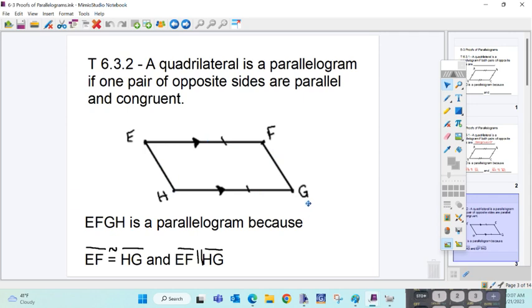So you need to fill in those blanks. If we wanted to, we could say EH is parallel to FG as well as congruent. That would be another way of showing it, yes.